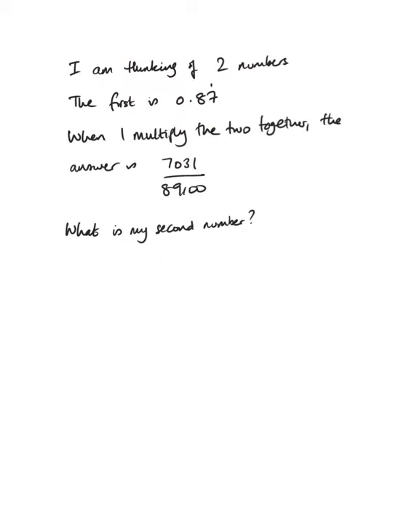And then we can come up with wordy problems. I'm thinking of two numbers. The first is 0.87 recurring. When I multiply the two together, we get 7,031 over 89,100. We need to work out the second number. What I'm going to do first is turn 0.87 recurring into a fraction. So we'll let x equal 0.87 recurring.